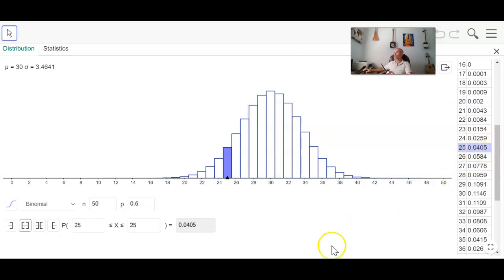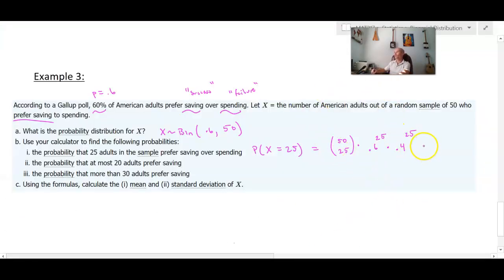Well, that's equal to 0.0405, which is equal to about 0.04 or 4%. So there's a 4% chance that in a group of 50 people you happen to get 25 of them who prefer saving over spending. Now that's a small chance, right? But keep in mind that there are 51 possible outcomes. Each one of them accumulates to the 100%.